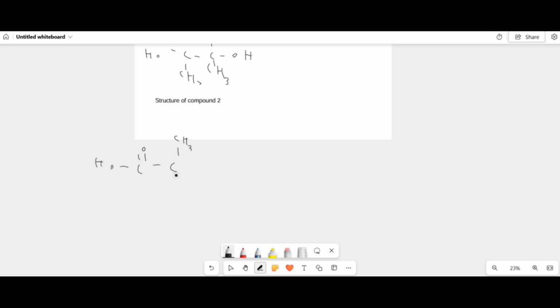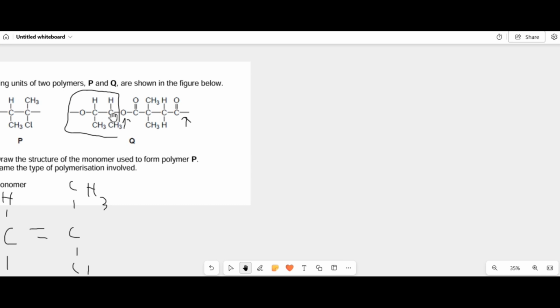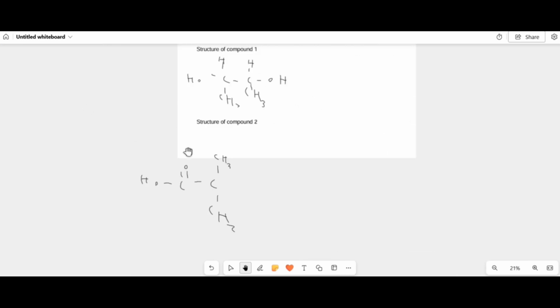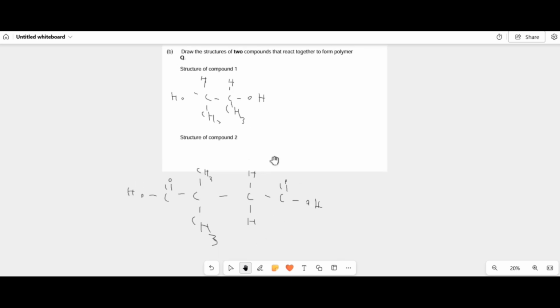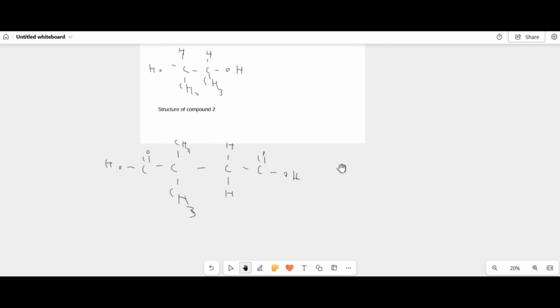That's CH3, I believe. It was CH3, right? So CH3, and then CHH. Cool. And then C double bond O, and then just OH. Again, you can see how that's going to form that polymer there using a condensation reaction. It's going to form that.